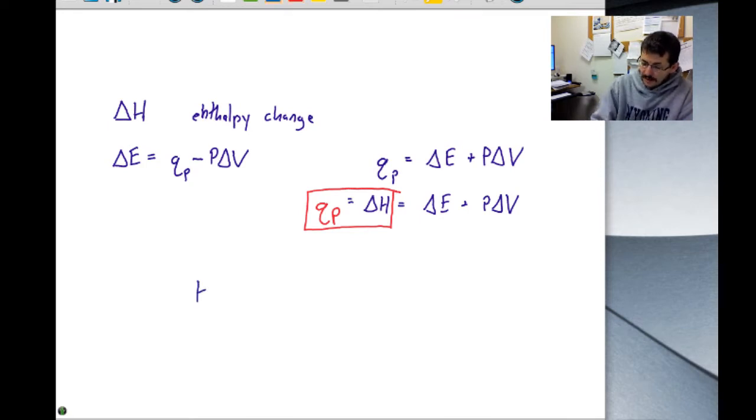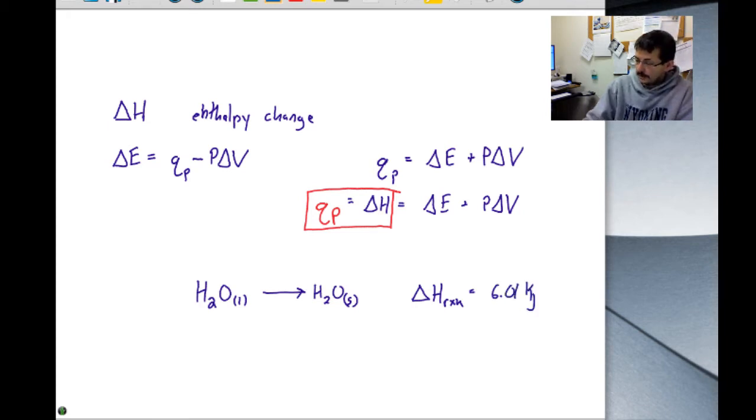So another way of thinking about it is that for a given reaction, H2O liquid going to H2O solid, the enthalpy change of that reaction, delta H, usually written as delta H reaction, is equal to 6.01 kilojoules per mole. What that represents is that for 1 mole of this reaction, 1 mole of this reactant, it requires the release of 6.01 kilojoules of energy.